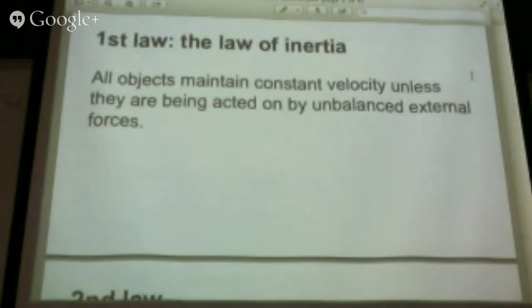So this is the phrasing that I like better for Newton's first law. Objects maintain constant velocity unless they're being acted on by unbalanced, and here's an extra word for us, external forces. Outside forces, we use that term sometimes too. It means the same thing. Unbalanced external forces. Now, once we get to Newton's second law, that talks about acceleration and force and mass, we find that we don't actually need this law anymore. The second law describes the same thing. So we'll come back to that.